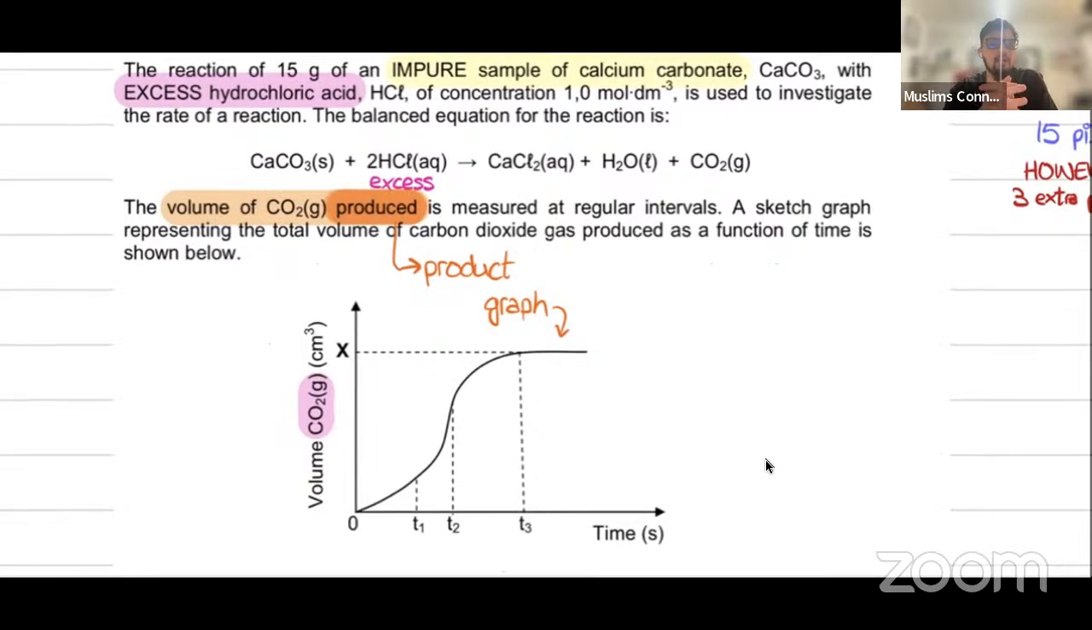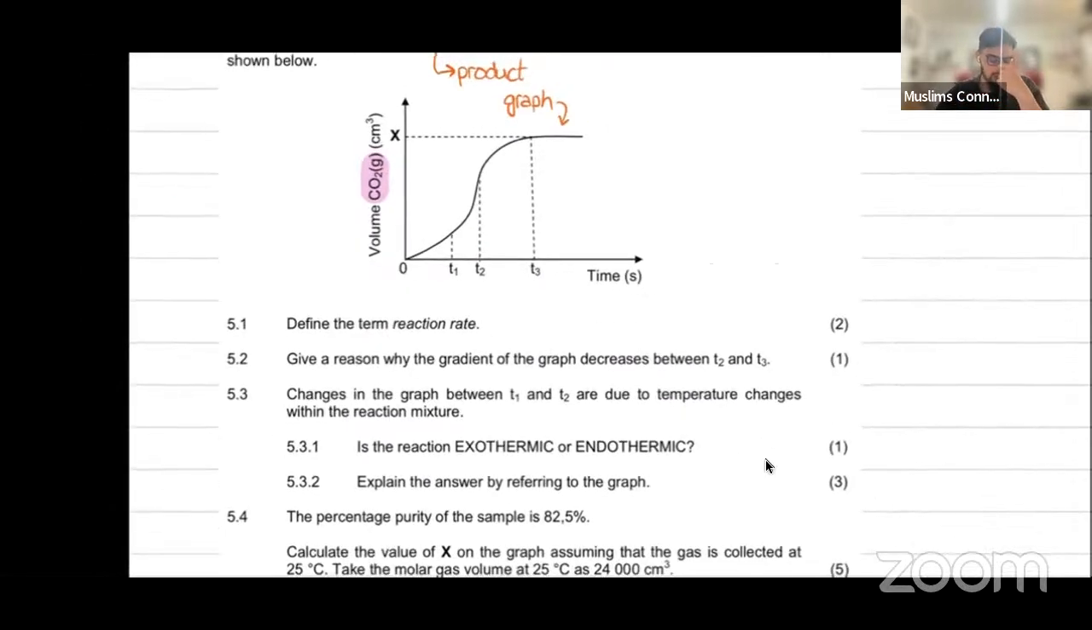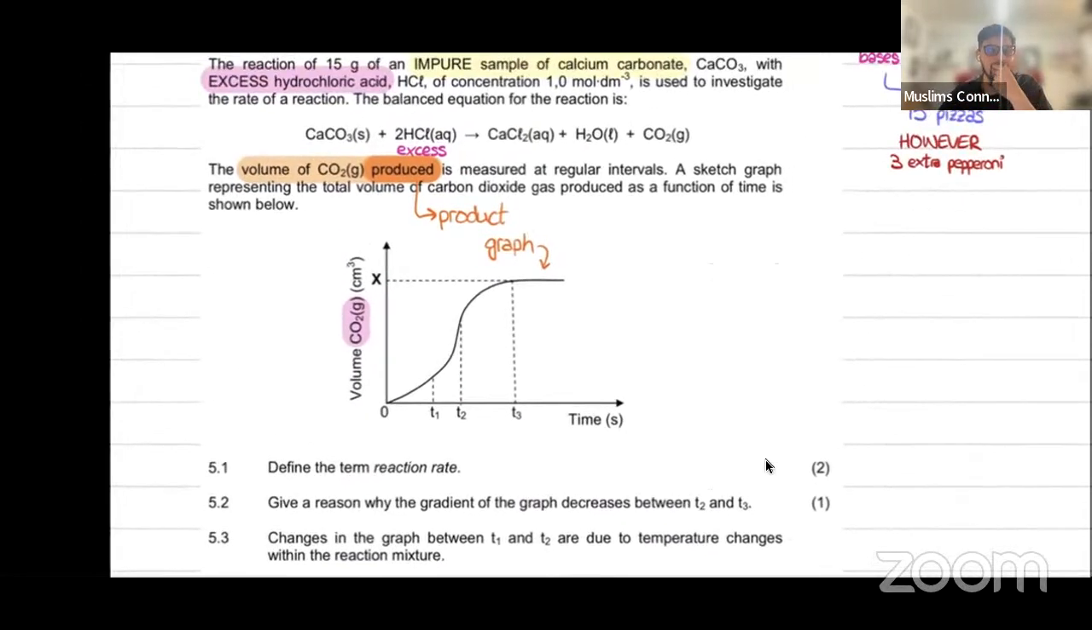A sketch graph representing the total volume of carbon dioxide gas produced as a function of time is shown below. Perfect. 5.1, define the term reaction rate.